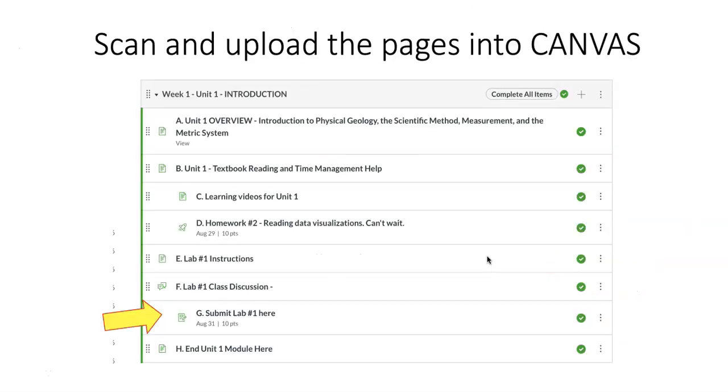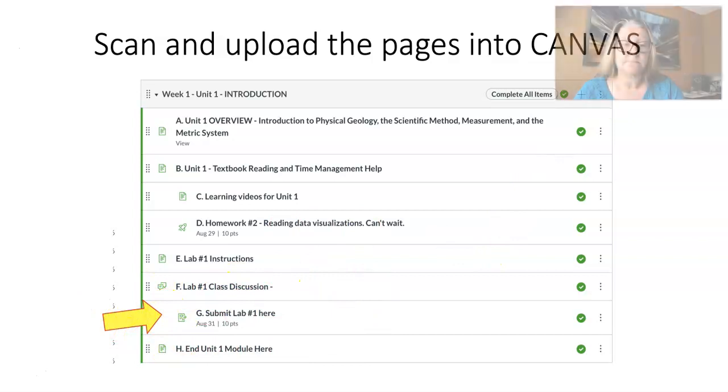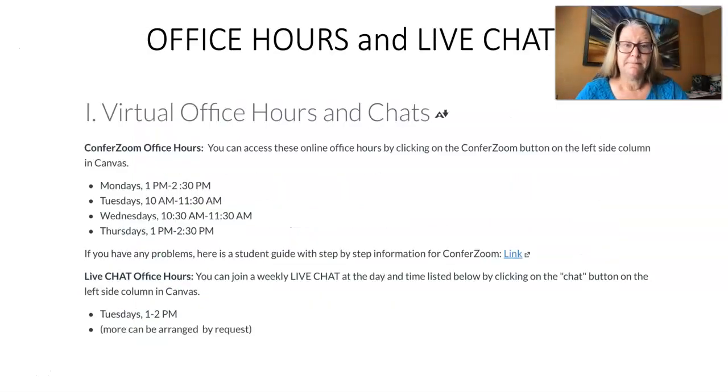Remember, when you're done with lab, you're going to scan and upload the pages right here where it says submit lab number 1. And if you have any questions about the lab, remember that you should come to my office hours, or we can do the live chat. Here are the office hours, live chats on Tuesdays from 1 to 2, and we can talk about the labs. Also, remember that there are discussions for each lab that you and your classmates can have to help each other out. I hope this helped.